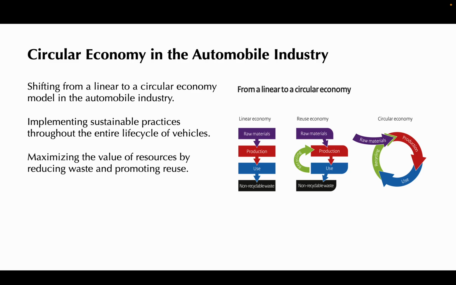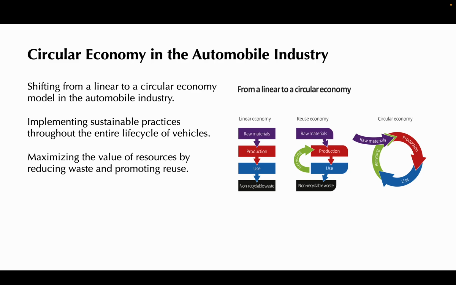Moving on, circular economy in the automobile industry. As we saw in the food example, we're going to now translate those same options to cars and trucks and other vehicular situations. Shifting from a linear to a circular economy model in the automobile industry is fairly complex. We can see in the diagram how a linear economy works. We have raw materials which go to production and use and non-recyclable waste. That would be a linear example because nothing really circles back.